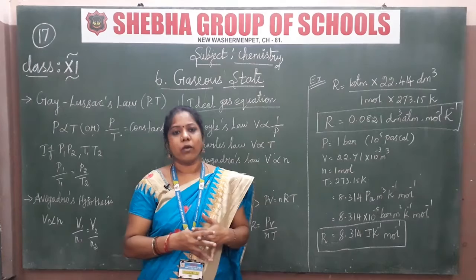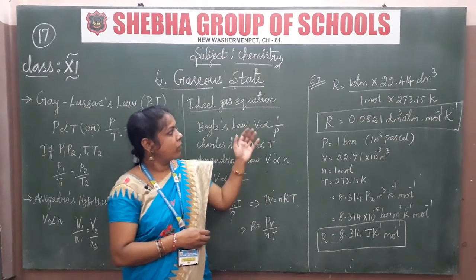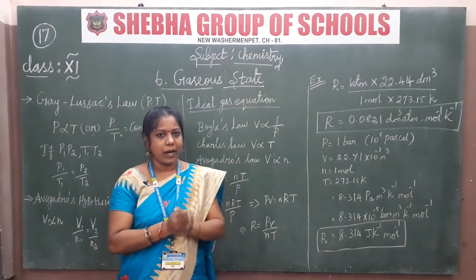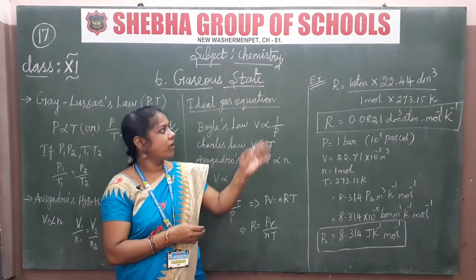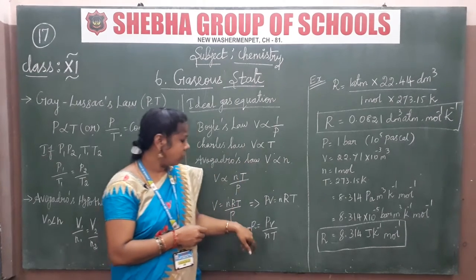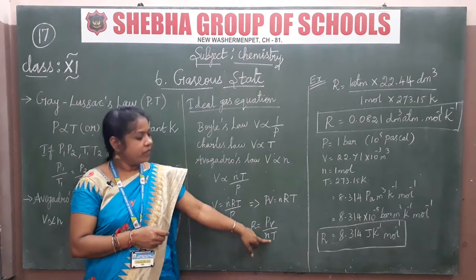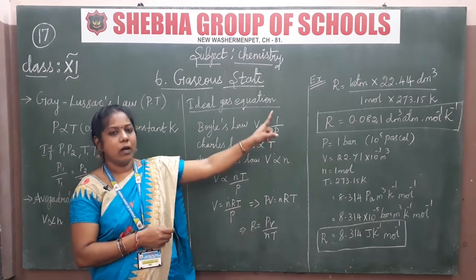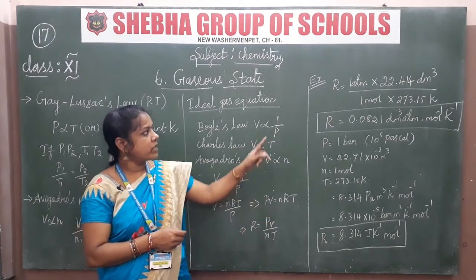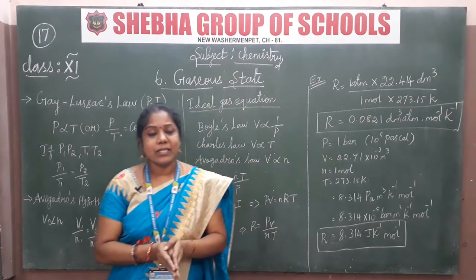That is the elaboration of this chapter. Okay, for example, we have to write the formula of R. So just now I wrote PV by nT. Here P, the pressure, is 1 atmosphere and volume is 22.4 in gaseous state.